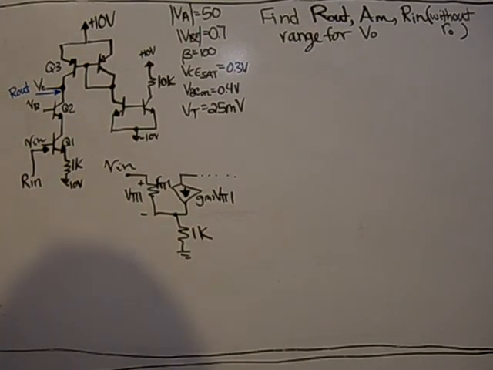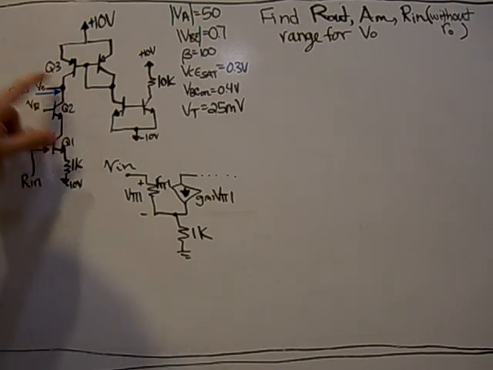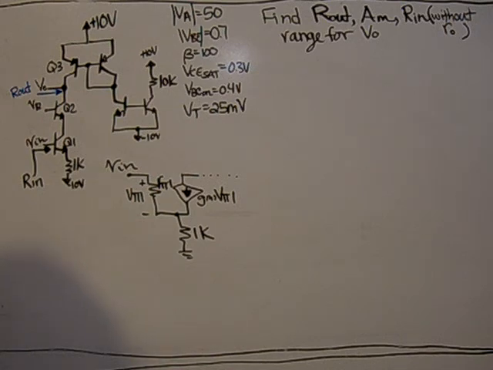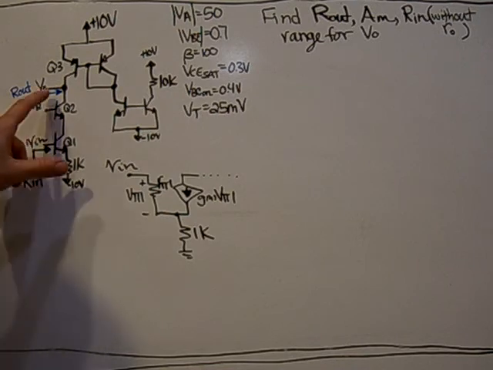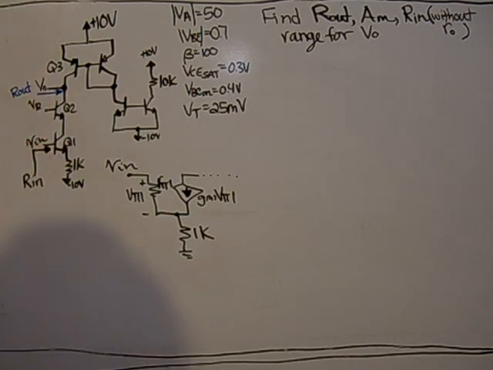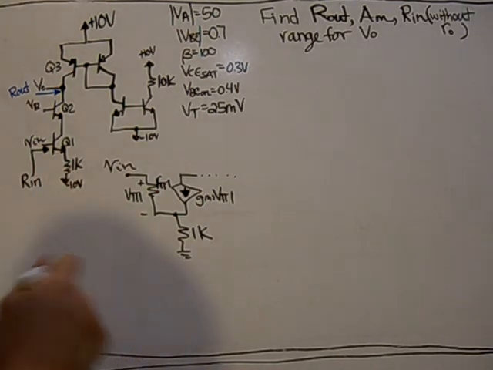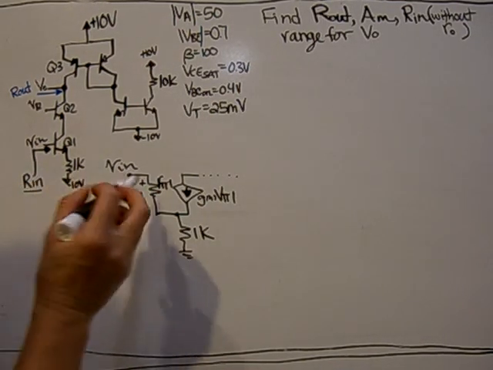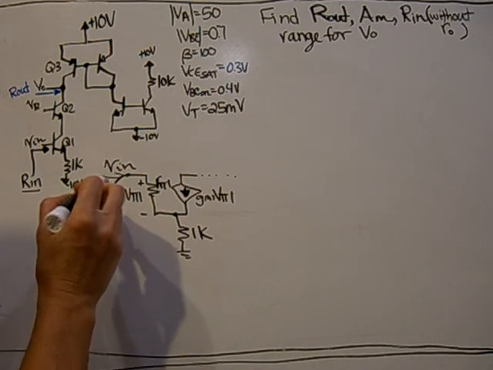This problem is to find the output resistance, R out, which is located here, the gain, Am, which is the midband gain, R in without RO, and the range of V naught for the output. So to start, let's just find R in first. R in will be here.